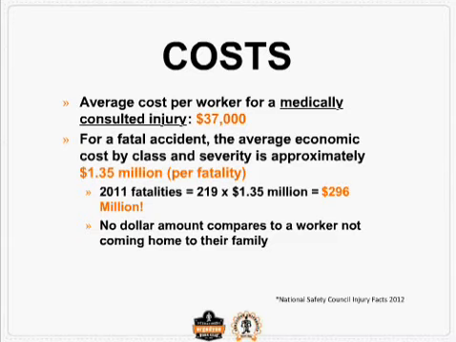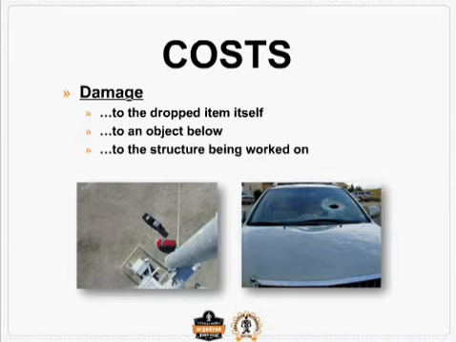So the second category of costs, we talked about injury and fatality. The second category is damage. And damage can happen to three different things. The first is the dropped object itself could be damaged in a fall. The second is an object that the dropped object hits below. And the third one is the structure being worked on.